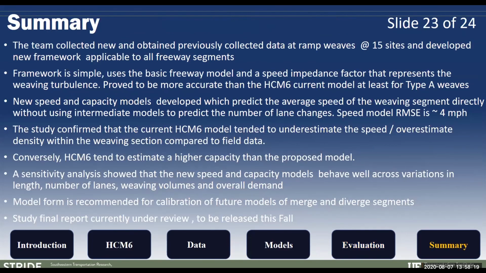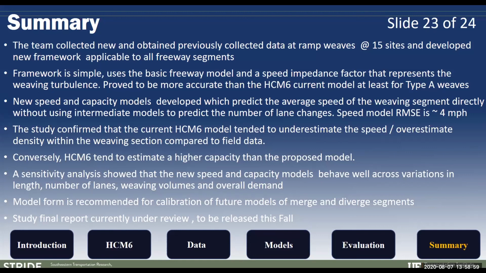So let me complete this by summarizing what we've done. We've collected new data and obtained previously collected data at ramp weaves, 15 sites. The framework is very simple. We start and we end with a speed model from which you can calculate density directly, not a lot of work to do. It is working for type A weaves. It does have excellent fit to the data with an RMSE of about 4 miles per hour.